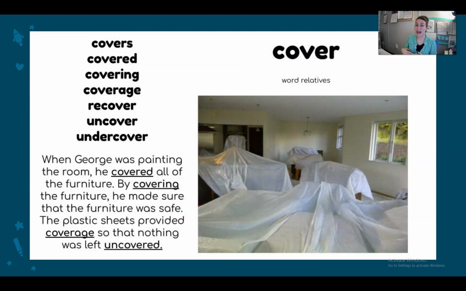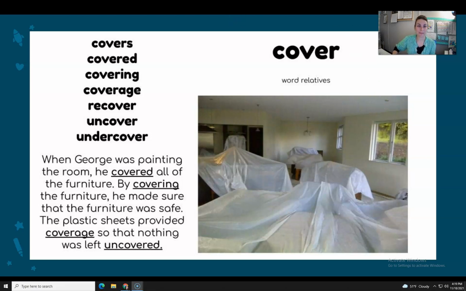So to help me today, I have Emmy, a first grader, and she's going to show you how we would do the word cover in my word relatives. Okay, Emmy, so I'm going to have the word cover here, and my word relatives are here on the left. I'm going to underline the base word, and then I'm going to circle the suffix or the prefix, and you're going to spell them for me, okay? All right, so let's go.